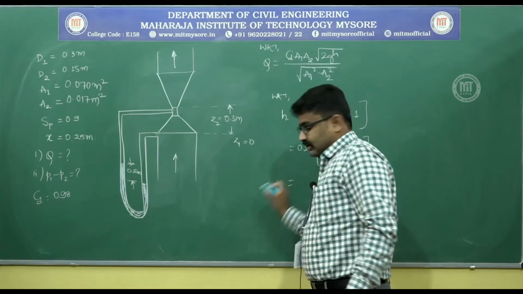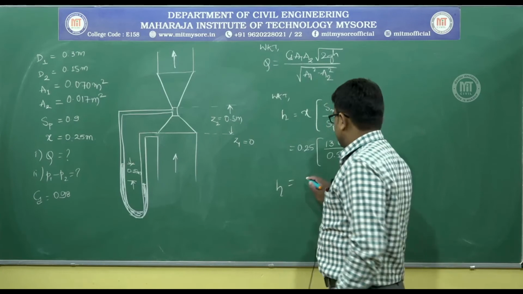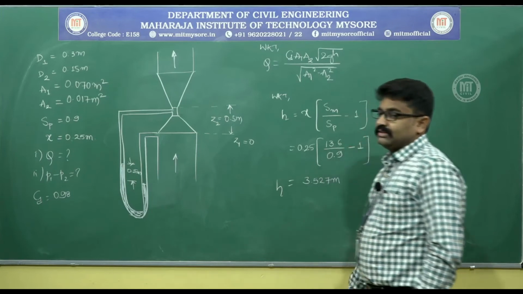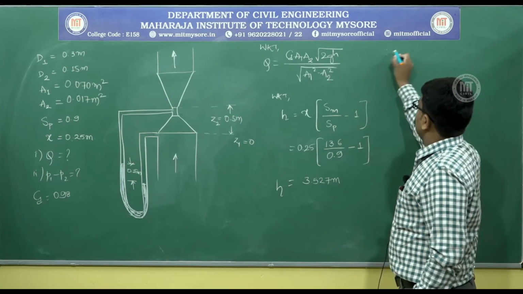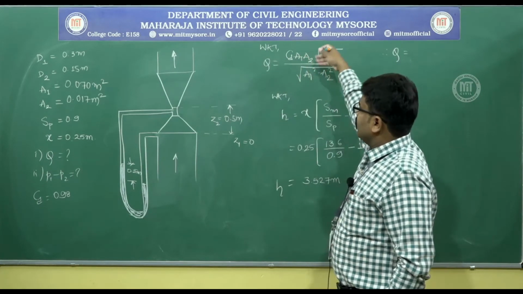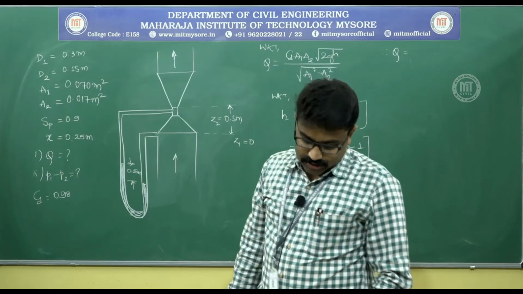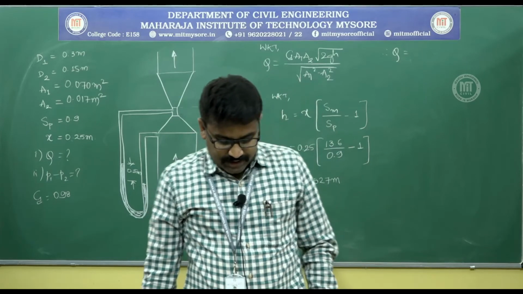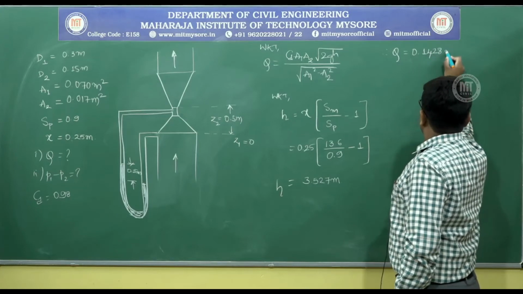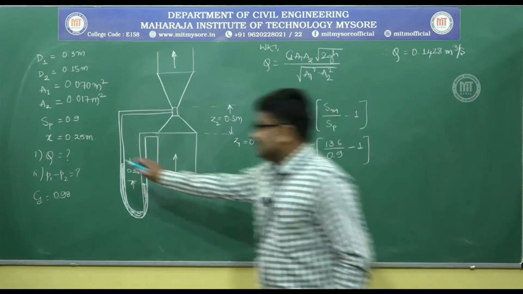So, this gives me an answer of H is equal to 3.527 meters. Now, using this, get what is Q. Therefore, Q is equal to, substitute everything, 0.98 into 0.070 into 0.017 into root of 2 into 9.81 into 3.527. By doing so, you will end up getting Q is equal to 0.1428 meter cube per second. So, first question is answered.